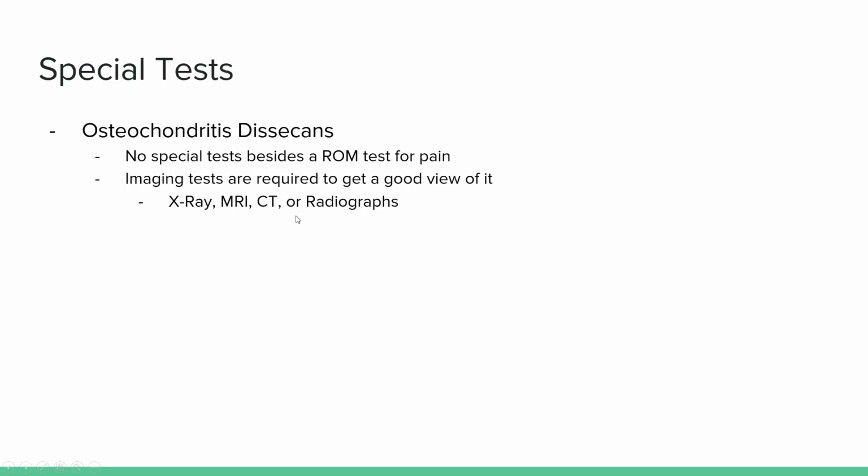So some special tests. There really aren't any special tests for osteochondritis dissecans. Basically, a special test would be a range of motion test for pain, like a resistive range of motion, or also passive or active. And then imaging tests are usually required to get a good view: X-ray, MRI, CT, or a radiograph.